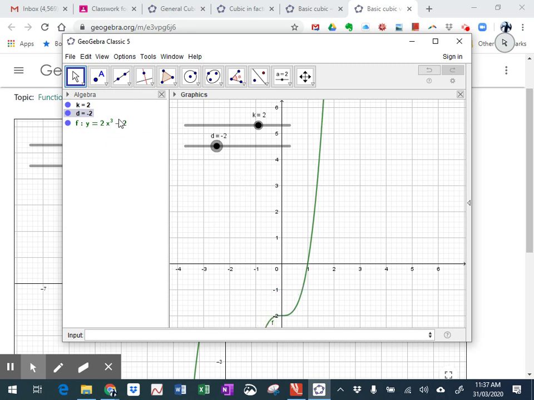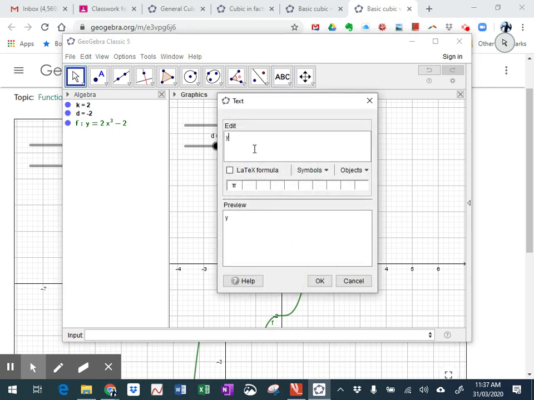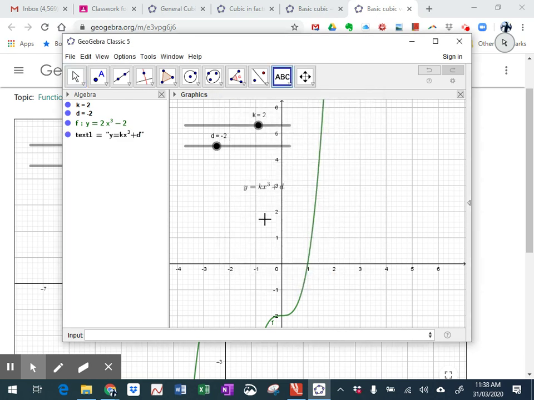What happens to the equation? I get a -2 at the end there. So that d value, if you're looking at y equals kx cubed plus d, here's the equation we're looking at. That plus d just moves the kx cubed up, doesn't it?